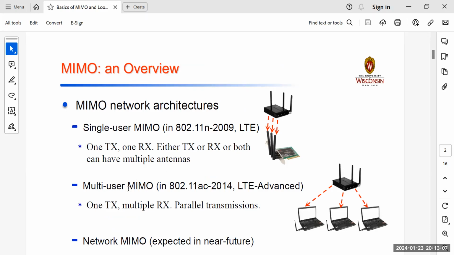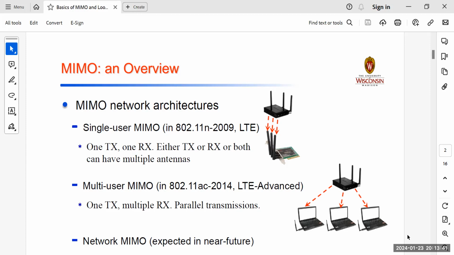In the case of multi-user MIMO, that was used in 802.11ac in 2014, and also in the advanced version of 4G, LTE Advanced, we have one transmitter and multiple receivers. So parallel transmission can be done. This transmitter can send data in parallel to this system and this system simultaneously, right? So this is the multi-user MIMO. That was single user MIMO, whereas this is multi-user MIMO.